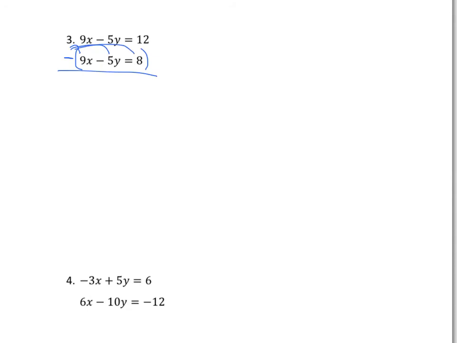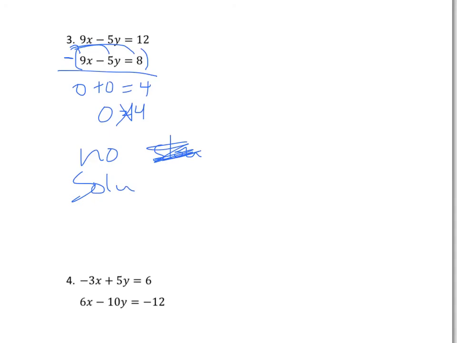All right, so 9x minus 9x is 0. Negative 5y minus negative 5y is the same as negative 5y plus 5y, which is, again, 0. And 12 minus 8 is 4. Okay, so now what we're left with, all our variables are gone, and we're left with 0 equals 4. Well, is that true? It's not true. Since that's not true, the answer is going to be no solutions. Oh, that's not how you spell solutions. Solutions. Okay.